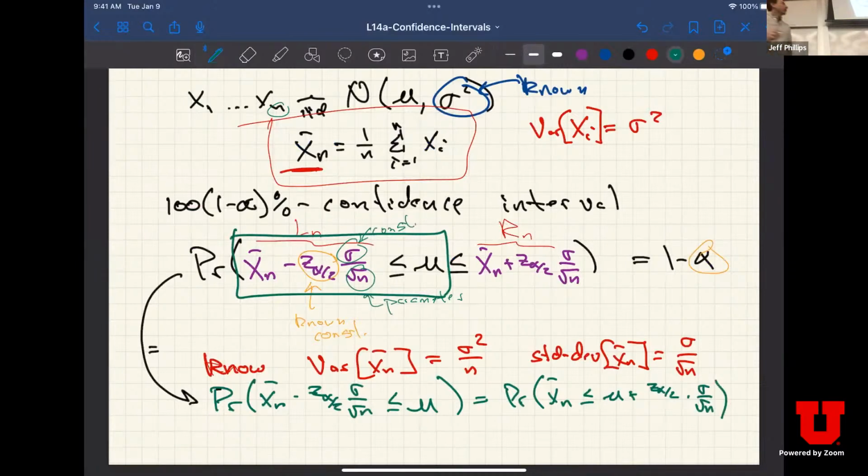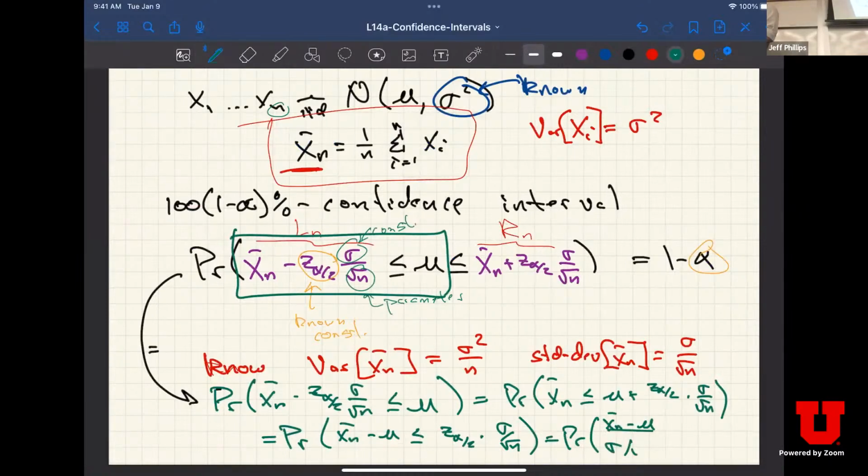So I've just done some algebra. I've added a constant to both sides. Now I can subtract mu from both sides: xn bar minus mu is less than or equal to z alpha over 2 times sigma over square root of n. The inequality is still true, and mu is also a constant here. I can also divide by sigma over square root n. So I get xn bar minus mu divided by sigma over square root n is less than z alpha over 2.